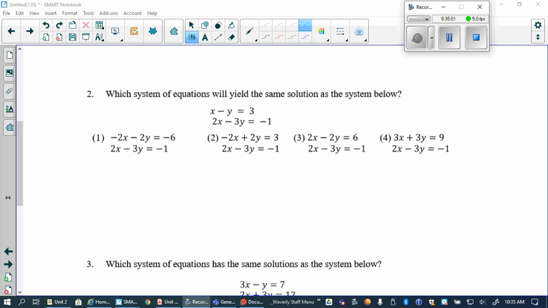Multiply the bottom by 4 or 2. The bottom one by 2? So then you get 4x and 6y. There's no 4x and 6y up top, right? Yeah, there is. There's an x minus y. There's 1x minus 1y, right?